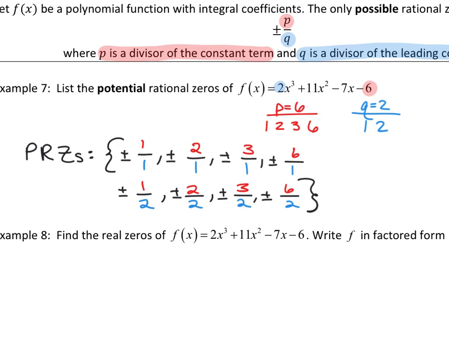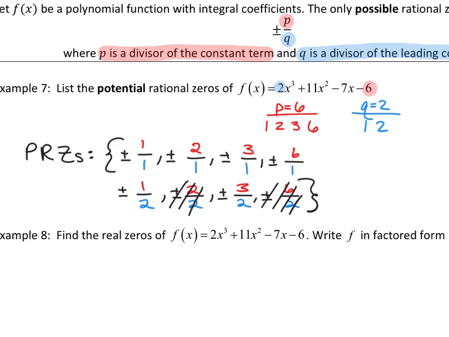Now hopefully you notice something right here. What is 2 divided by 2? Don't I already have 1 on my list? Okay, so I really didn't need this. And what is 6 divided by 2? 3. Don't I already have 3 on my list? Yeah. So I really didn't need that one either. So those are the lists of all potential rational zeros.